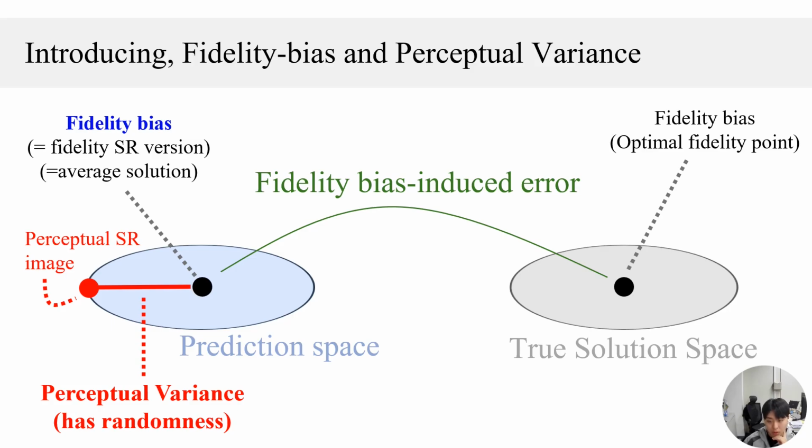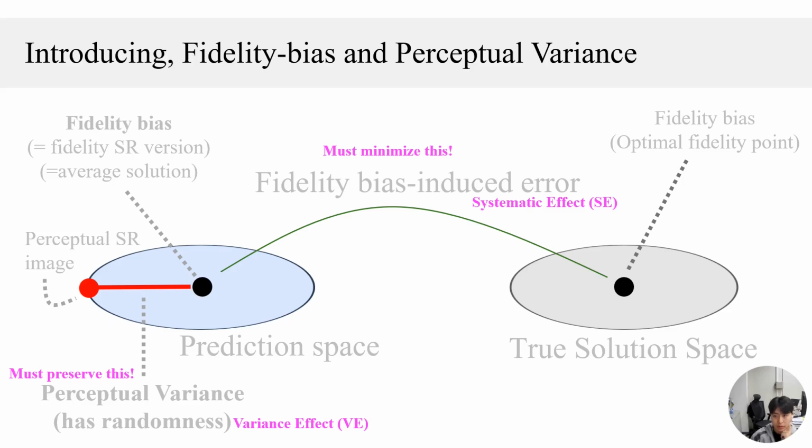image. Accordingly, we could define the ground truth fidelity bias, which is the optimal fidelity point, and the fidelity bias-induced error, which is the distance between our predicted fidelity bias and the optimal fidelity point.